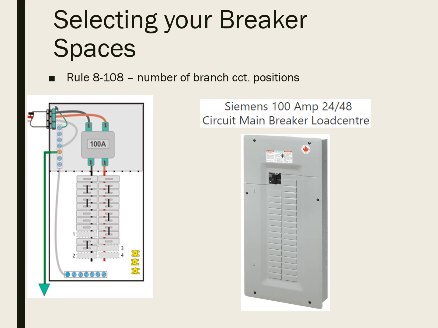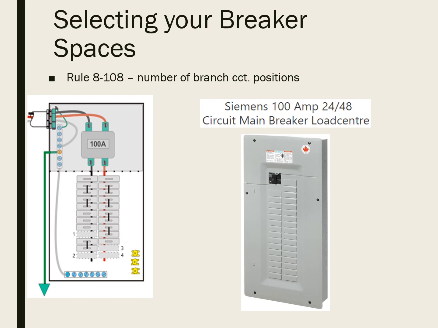That means that this panel is rated to take those half-size breakers. So if I was going to use full-size breakers, I can fit a maximum of 24 breakers in this panel. If I'm going to use a half-size breaker, I can fit in a maximum of 48 circuits into this panel. If I use a combination of both, then I need to know what I'm doing so I know how many breaker spaces are actually going to be utilized inside here.